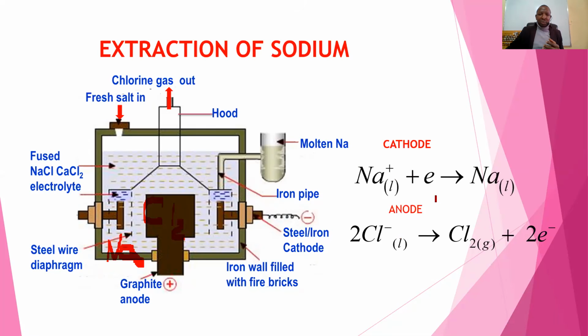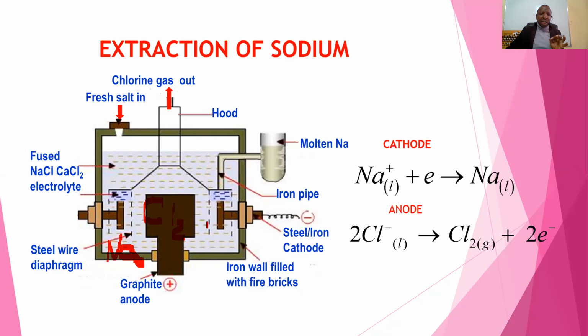The chloride ions, which are negative, will always move to the anode, where they lose electrons to form chlorine gas. The chlorine gas is collected and directed out via the hood. So this is tapped and not released to the atmosphere, because chlorine is highly poisonous. Remember, there was an area on environmental effect. If released to the atmosphere, the chlorine gas is going to cause pollution because it's very poisonous.